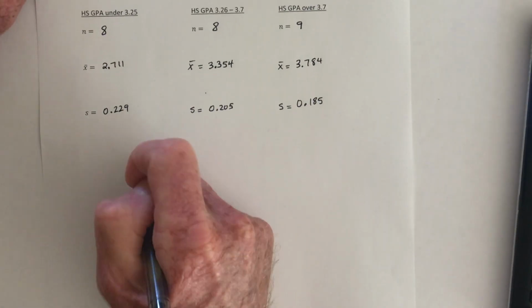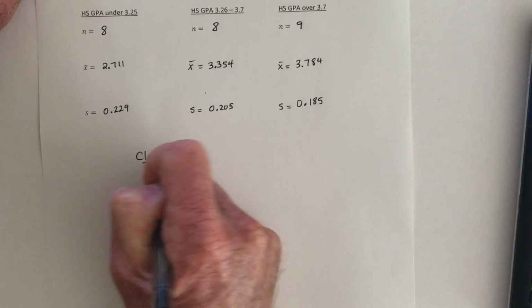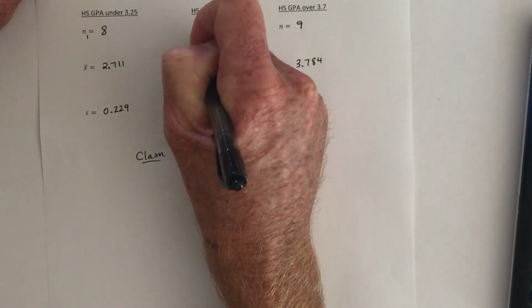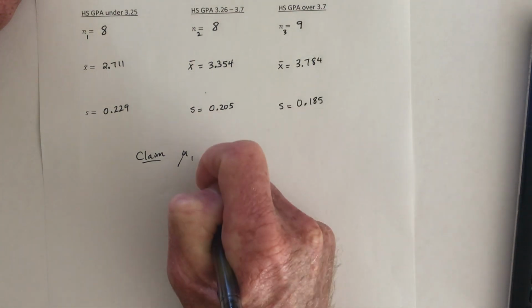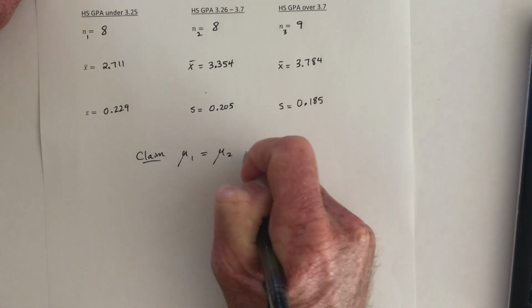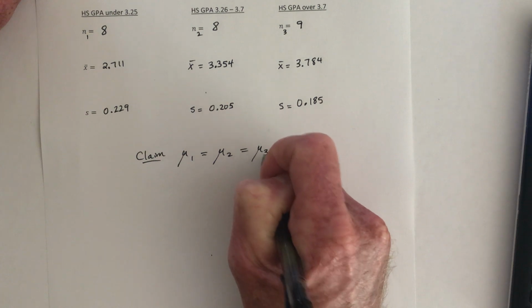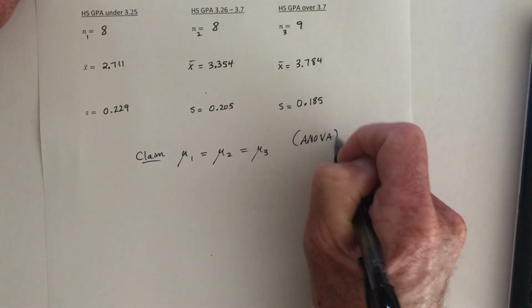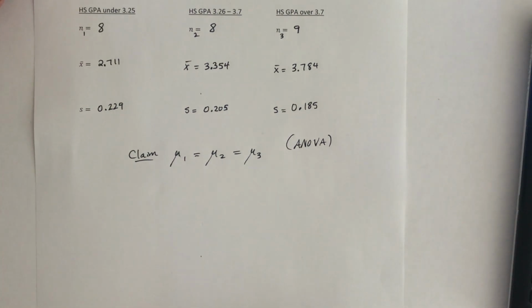Okay, so the claim is that the mean for group number 1, so you could just call this group number 1 and group number 2 and group number 3, equals the average for group number 2 equals the average for group number 3. That's what ANOVA does. It tests the claim that 3 or more means are the same.